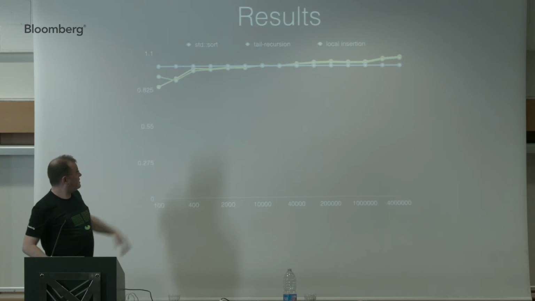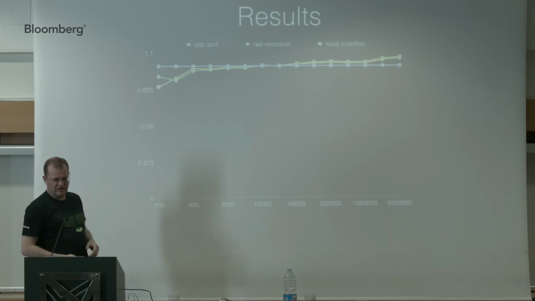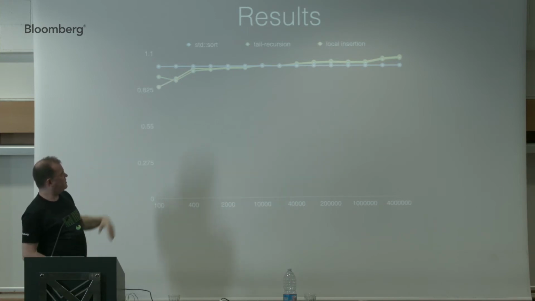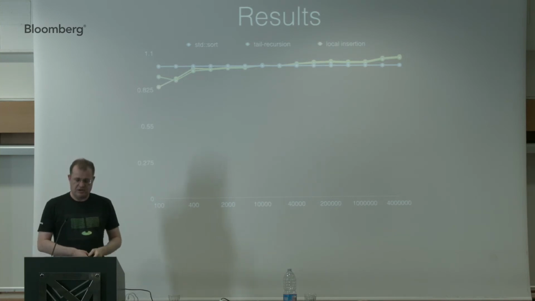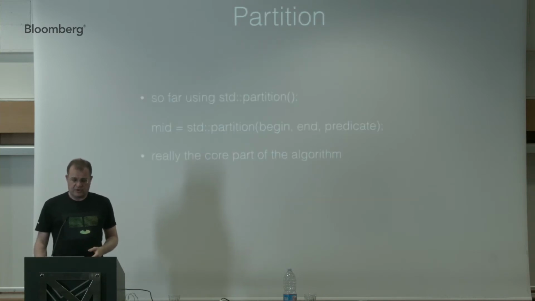By now we are already in the area of sort. So we try to bring it down slightly further. What you can see over here is that the yellow line is slightly above the green line, and the green line is the tail recursion approach. Okay, so a small win. Let's see what else we could do.